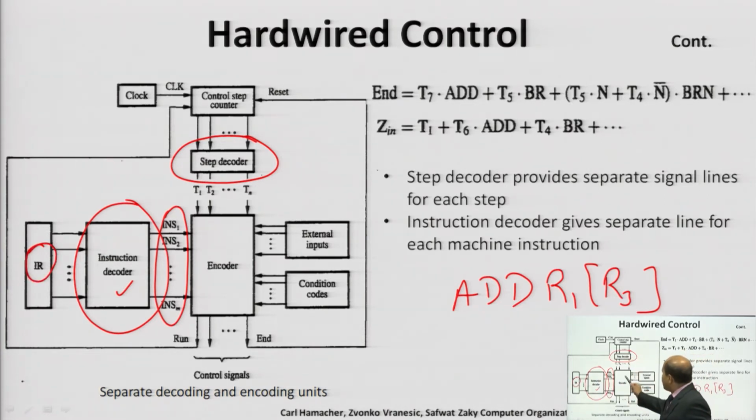And finally, the encoder will generate some output in terms of various commands based on these inputs. The step decoder will separate the line for each step, and the instruction decoder will separate the line for each machine instruction. Based on these inputs, the encoder will issue the control signals. This way hardwired control will work, or several controls are issued.